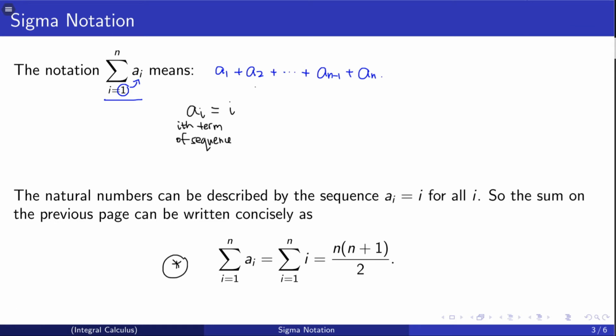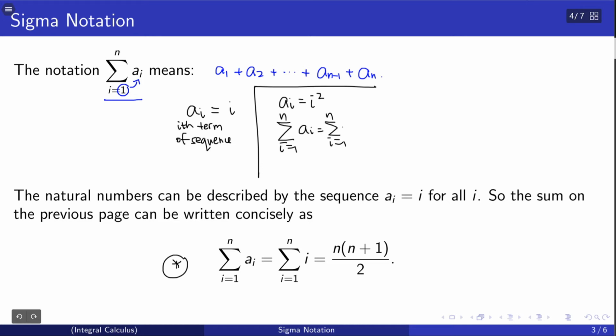Right? Now I can have another example. What if I took a sub I equals I squared? Well, now if I wrote this sigma notation here, sum from I equals 1 to n of a sub I is the sum from I equals 1 to n of I squared. And now when I plug in the numbers from 1 to n, it's now 1 squared plus 2 squared plus 3 squared, and so on. Right? So really, it's just shorthand, right? The sigma notation is just a more convenient way to write this long sum of terms.